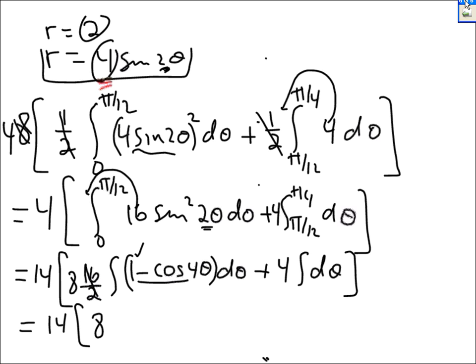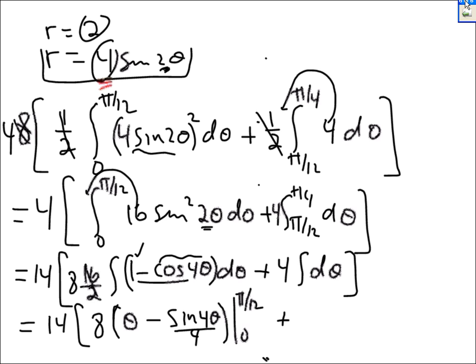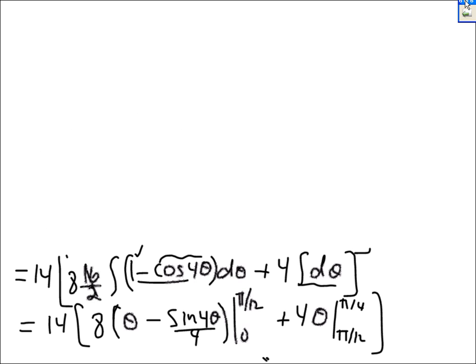The integral of 1 is theta, minus the integral of cosine 4 theta is sine 4 theta divided by 4. And this goes between 0, but it's evaluated between 0 and pi over 12. Plus 4, the integral of d theta is theta. And this goes from pi over 12 to pi over 4. Okay, now, so long as I don't mess up the evaluation, I think I have this going correctly, which is a miracle.